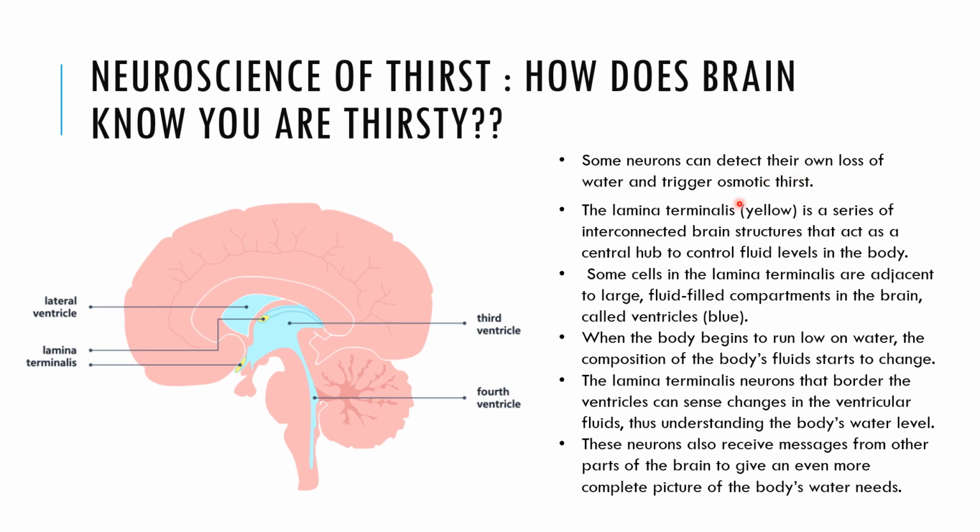They can detect the water loss and they can trigger the osmotic thirst. These neurons also receive messages from other parts of the body, and also from other parts of the brain. So they get a more holistic idea about the body's water needs.